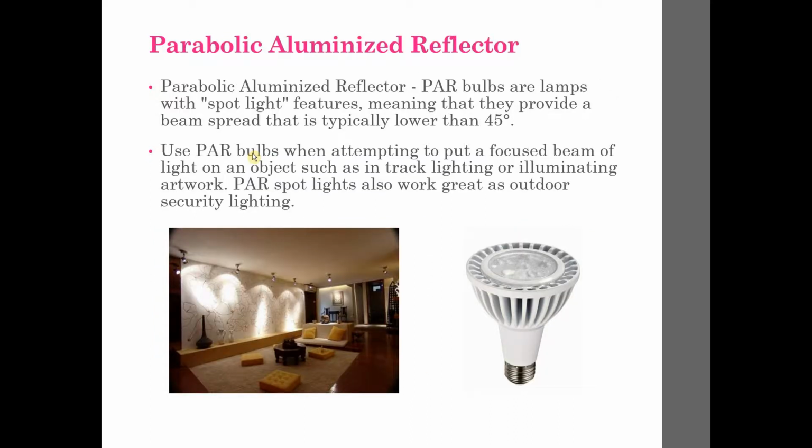The parabolic aluminized reflector, or PAR lamp, is a little bit different. It performs at a beam angle less than 45 degrees, so it provides a spotlight. So you can see this one, it just shines and accents certain sections depending on how you aim it. And I'll show you that in a second in a demo. So this application works better when illuminating artwork. I see it a lot in track lighting, and I've also seen people use them for security lighting.